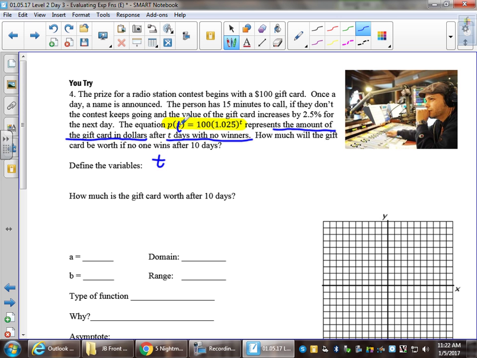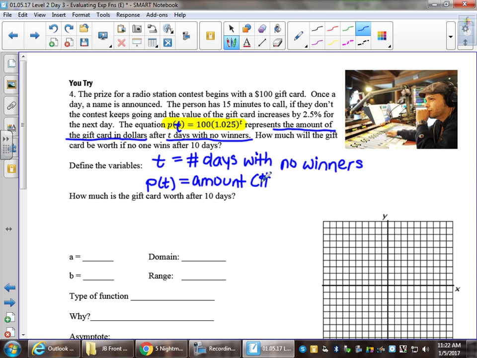So this should be P of T, by the way. So T and P of T, what does T represent? Good job. Number of days with no winners. P of T equals what? Good job. Amount on the card. How are you going to figure out how much this card is worth in 10 days? Yes. Let's find that. Find P of 10.